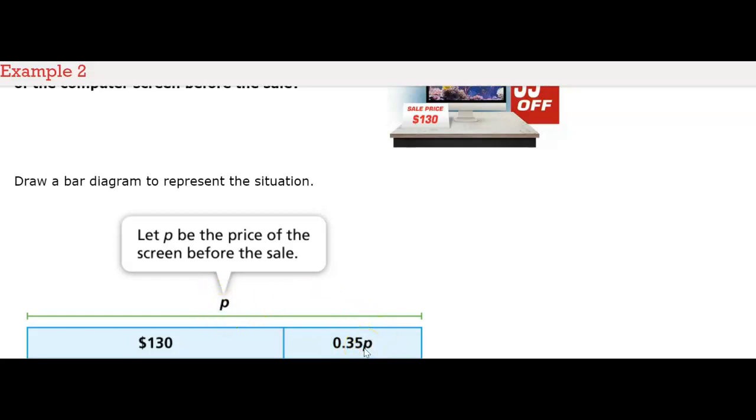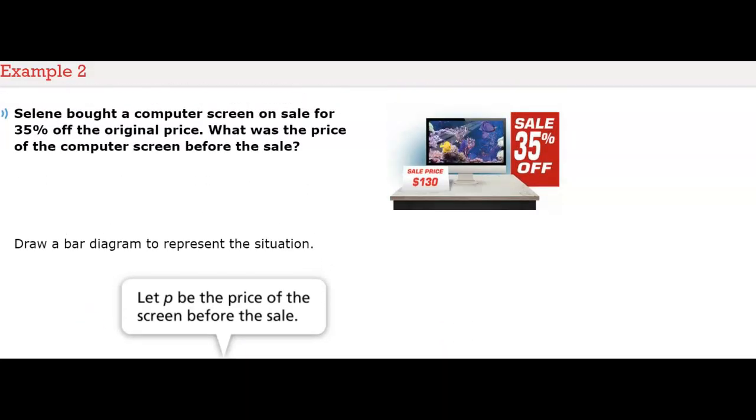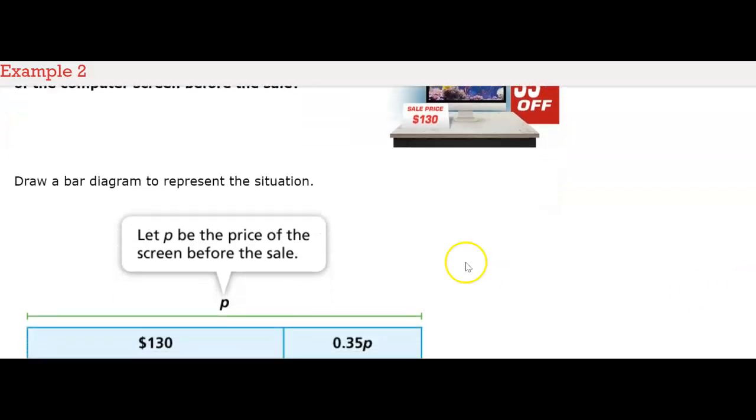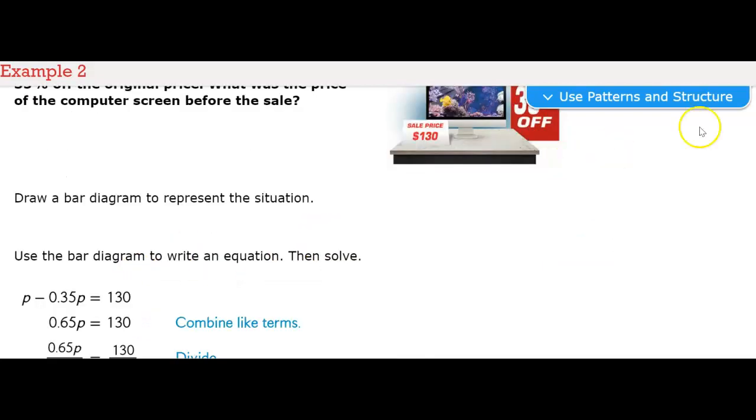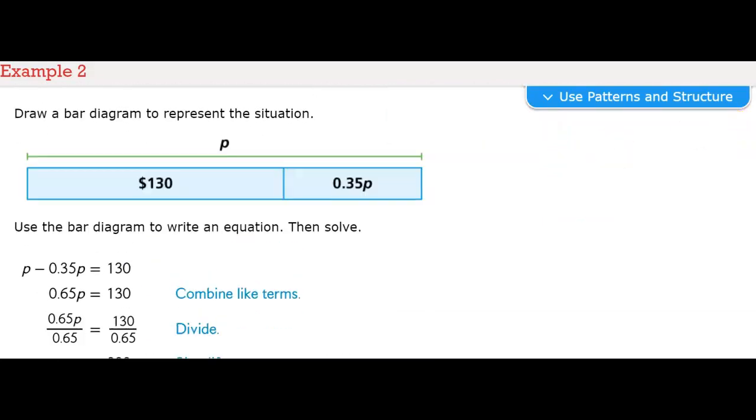That will tell us how much of the price of the screen she's not paying for, because it says 35% off. Then the $130 here is the amount of the screen after the sale. So that's what the sale price says here on the TV or screen. So $130. Now we're going to use that to write an equation.